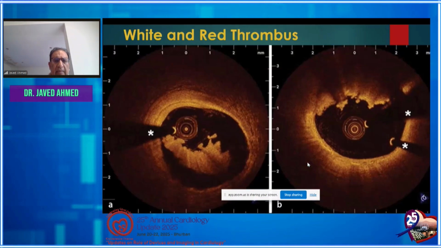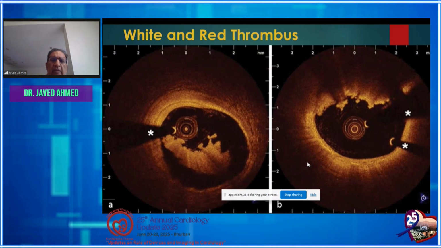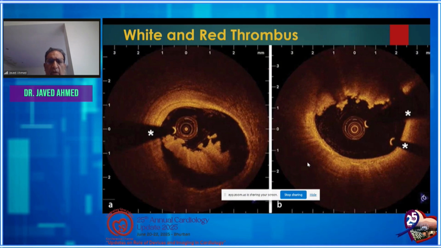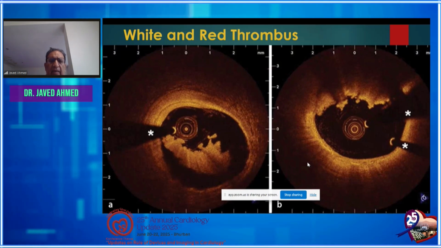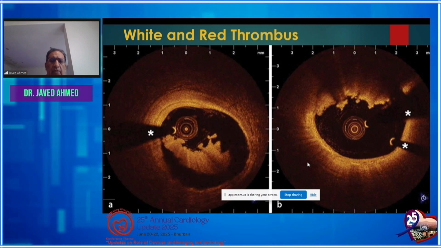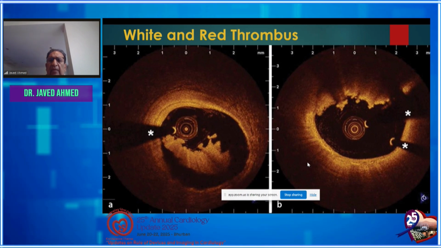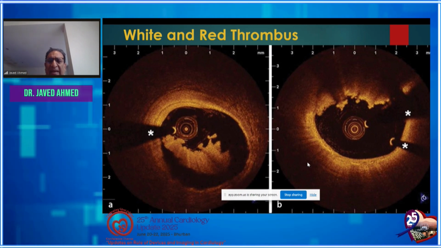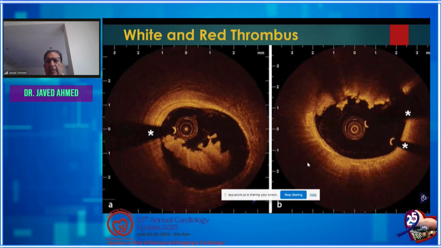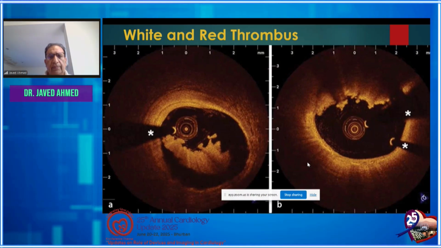And this is an image of a white versus red thrombus. The simplest way of recognizing is that white thrombus is on the left hand side, and there is clear lumen visible behind the thrombus. That's why it is called the white thrombus. And on the right hand side, there is thrombus, but it is adherent to the vessel wall. So that is the simplest way of recognizing whether it's a white or a red thrombus.